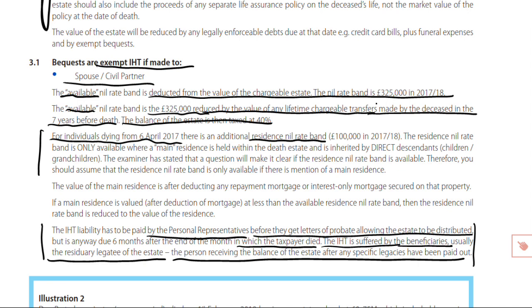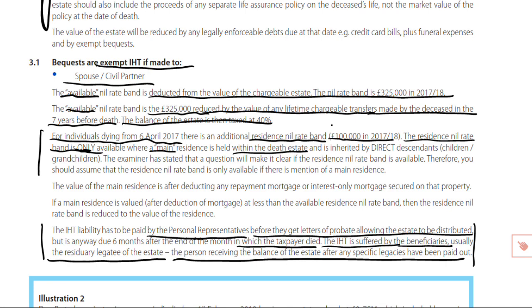So we've had the nil rate band, we're now talking very specifically about this new one, the residence nil rate band. Now it's not a huge figure, but any amount is welcome. And it is £100,000 in 2017-18 and destined to go slightly higher in future years, but for us it's £100,000. And this residence nil rate band is only available where a main residence is held within the death estate. So a number of things need to combine together for this residence nil rate band to be available.